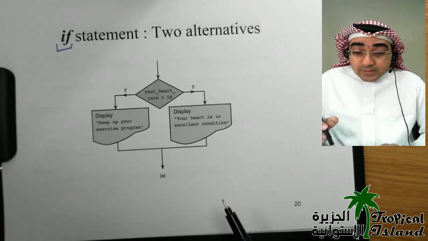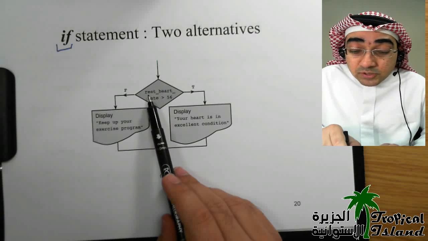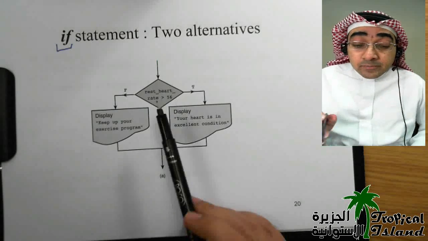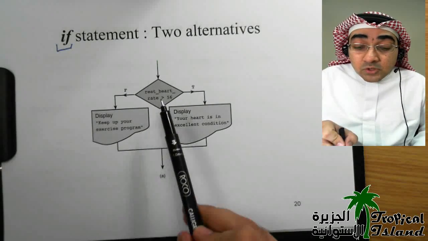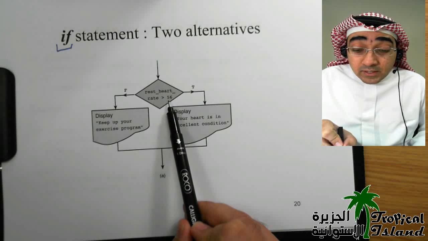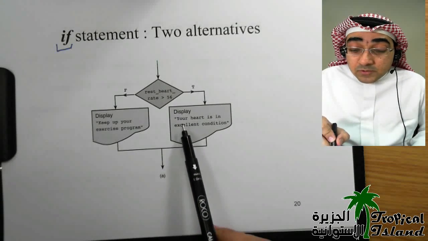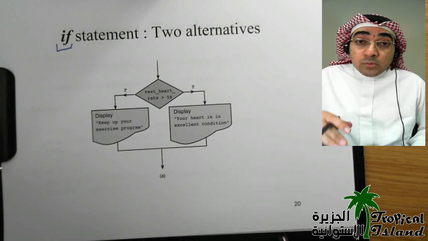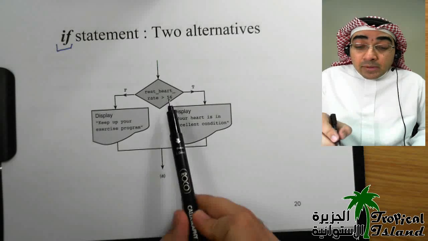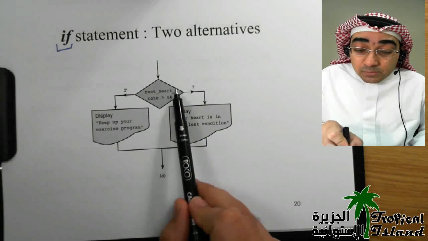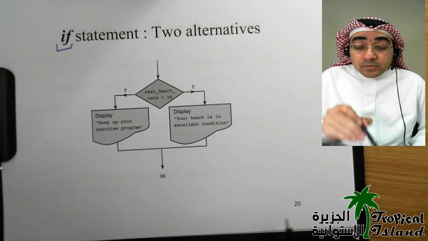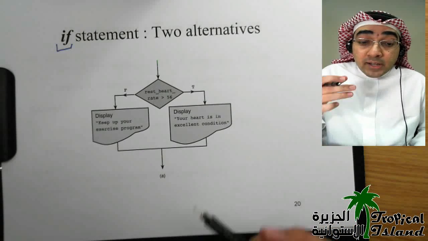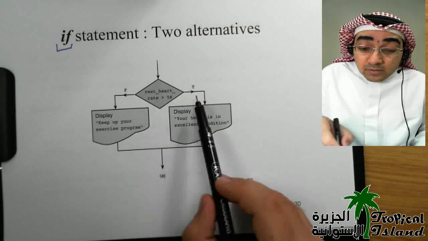Okay, so for example, if this was a health program and you were testing the resting heart rate, so you take the heartbeat of a person when he's resting and you check it. If this is greater than 56, and that condition becomes true, display your heart is in excellent condition. Your heart is good, you're beating at the rate that a normal human being should be beating. But if the rate is less than this and this condition becomes false, you display keep up your exercise program. So you tell him, please do some more exercise because your heartbeat is low, so your heart has a problem.